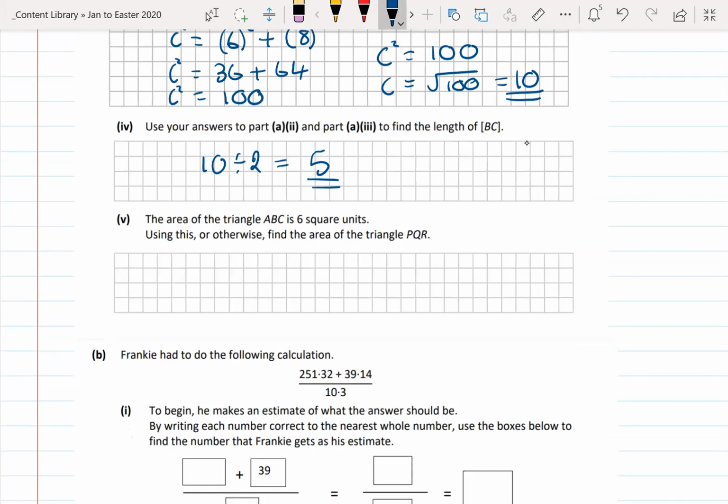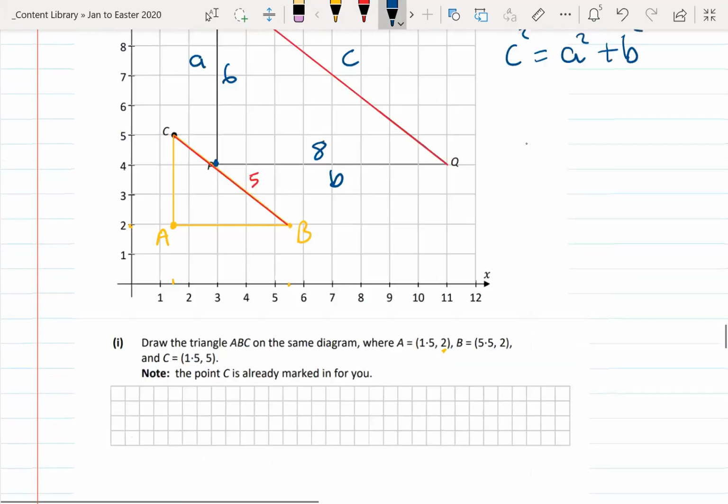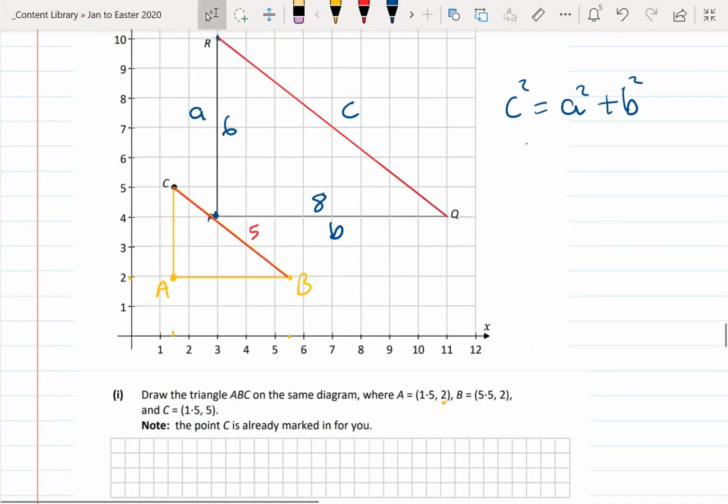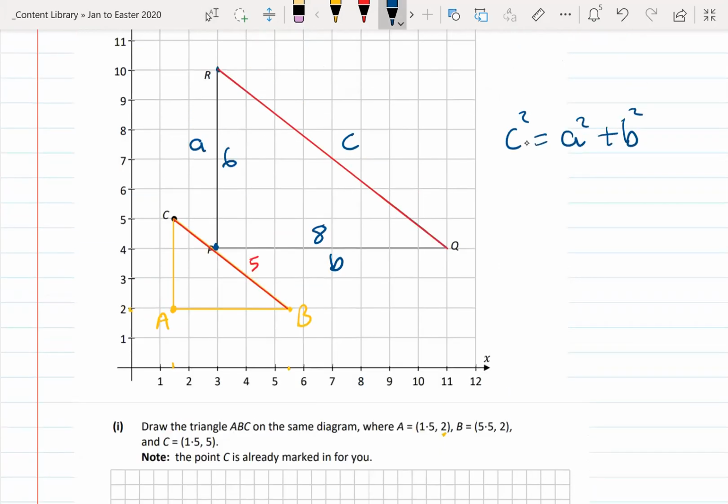The area of the triangle ABC is 6 square units. Using this or otherwise, find the area of the triangle. Well, I think the easiest way to find the area of the triangle is just a half multiplied by the base by the height. So the big triangle here, the height is 6, the base is 8.